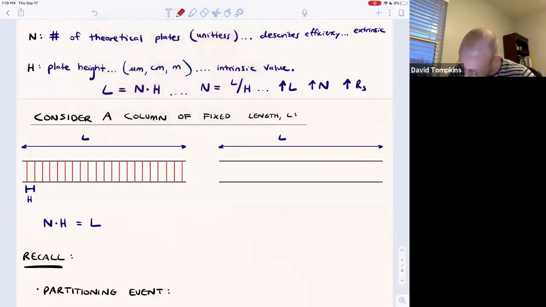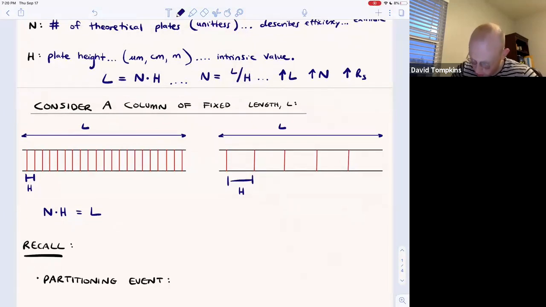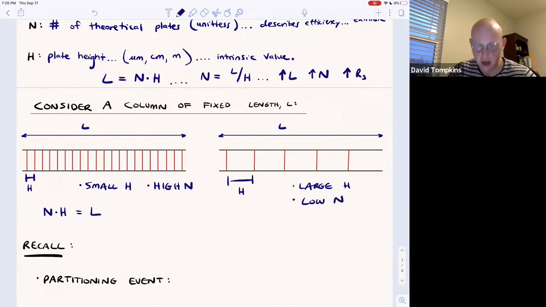Consider instead having a large plate height, where there's a pretty large difference between each of these theoretical plates. So now the plate height is given here as h. So comparing these two columns, we have a small plate height on the left and a large plate height on the right. And we see here that the number of plates is inversely proportional to the plate height, which means we have a high number of plates for the column on the left, and we have a low number of plates for the column on the right.